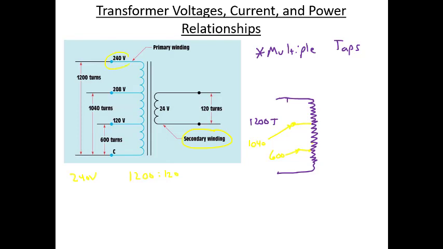So let's say we connected it to this tap, which means that we would have, what would that be? That looks like it would be 10 to 1. If we connected it to a different tap, so let's say that we wanted to connect to the 208 tap. Okay, so now we connect to the 208 tap. What's happening now is we have a different turns ratio. Now it's 1040 to 120. So now we're getting a different ratio on the same transformer.